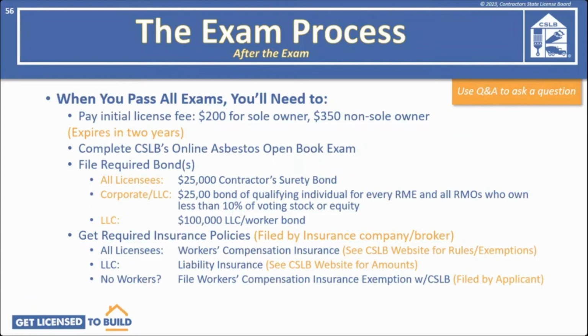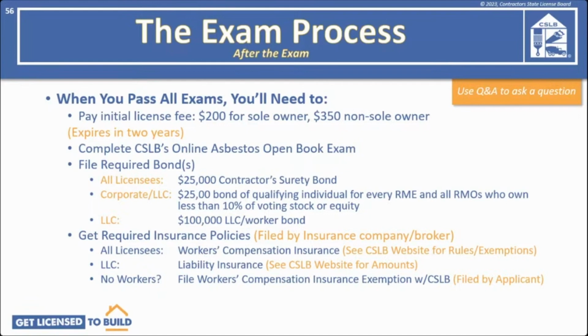You'll also need to complete an online open book asbestos exam. Plus, you'll need to file your required $25,000 contractor surety bond and possibly some other bonds depending on what type of business entity you'll have. And you will need to get your required insurance policy. If you've got employees, you'll need to get workers' compensation insurance. If you do not have employees, you must file a workers' compensation exemption with CSLB. You can also submit this online.